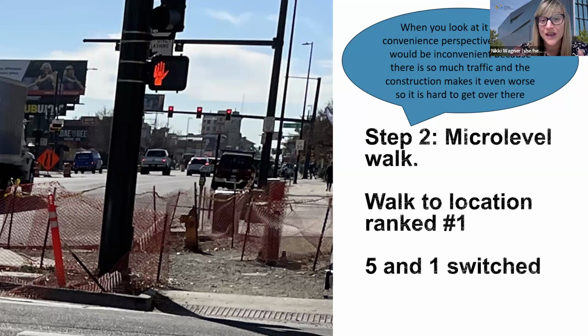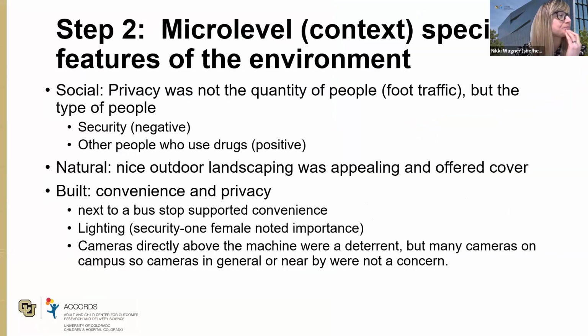And he said, you know, when you look at it from a convenience perspective, I think it would be inconvenient because there's so much traffic and this construction makes it even worse. So it's hard to get over there. So this specific micro level feature was in the environment in this location at this time. And he's like, yeah, actually I'm on this street now and it's busy. And this is not where I would want it to be. This is a little harder than I thought. Now that I'm walking it, now that I'm here, I see this different perspective.